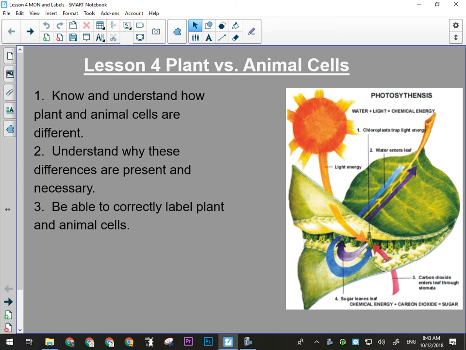Okay, if you're going to carry out photosynthesis, you've got to have the structures to carry out photosynthesis. If you're an animal, well, you don't do that, so you need different structures to help you digest food. Okay, so we'll be looking at how the modes of nutrition affect the structure of the cell.